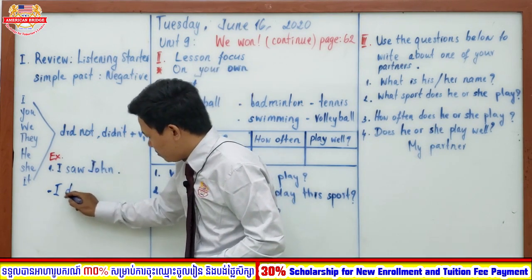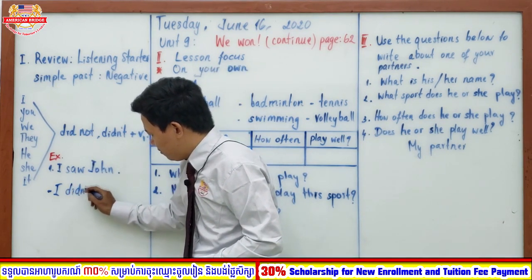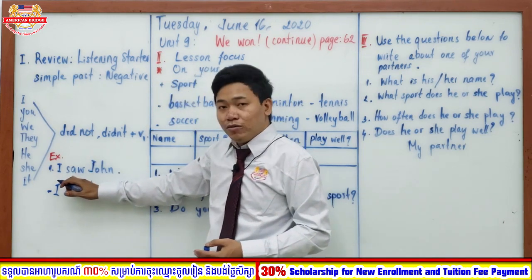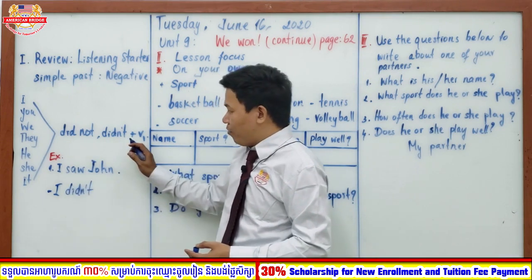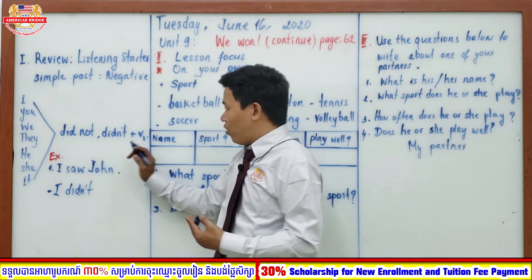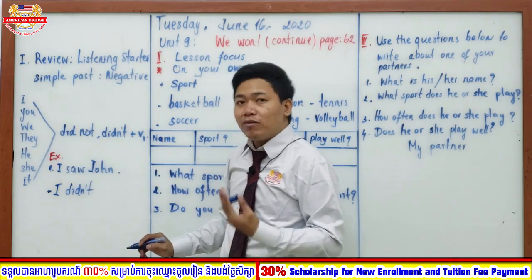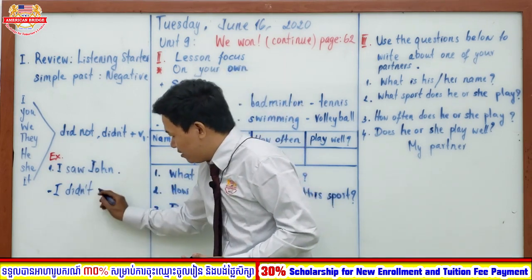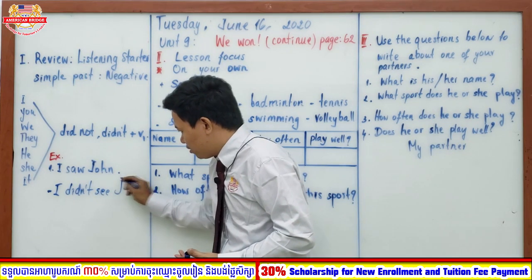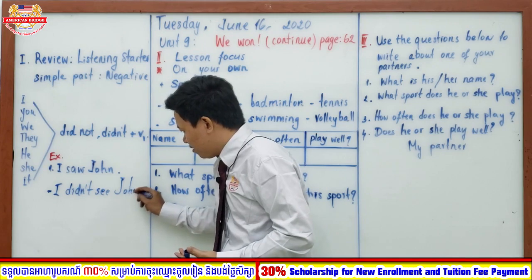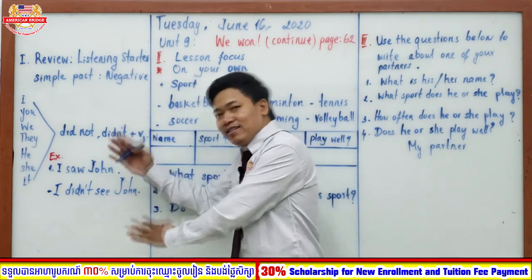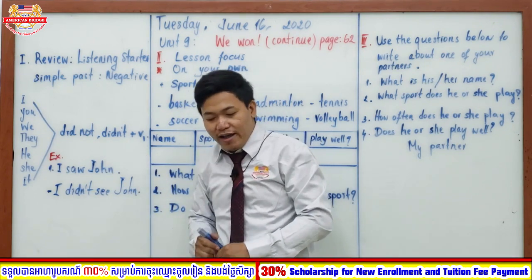Didn't. I didn't, and then verb 1, right? This is verb 2, saw. How about verb 1 of the verb saw? What is it? Yes, verb 1 of the verb saw is the verb see. I didn't see. Then you put the object John. Okay, I didn't see John. This is our lesson, right? So you have learned it already now.